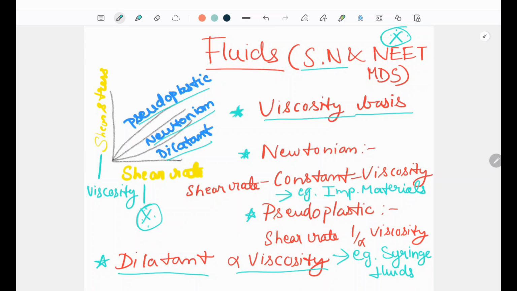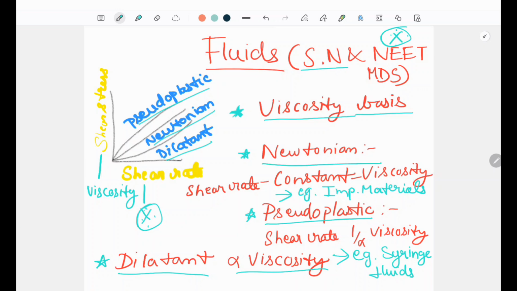When the impression material is carried through the syringe, and when the syringe is loaded by the operator into the tray, the impression material is forced through the nozzle. So what happens? The shear rate here is increased. At the same time, the viscosity is decreased, and then it readily flows into the impression tray, and we can take the impression. So that is an example of pseudoplastic.